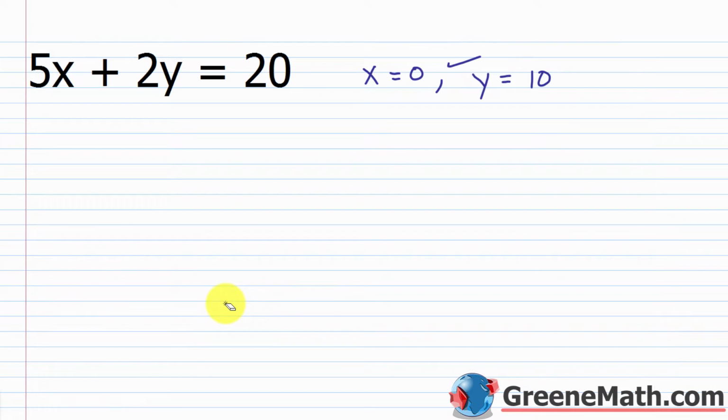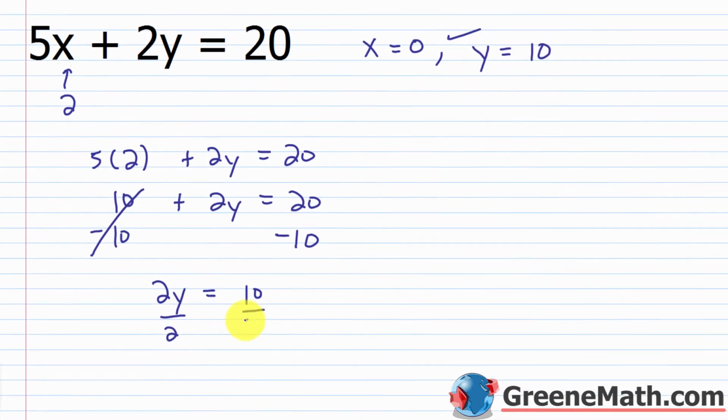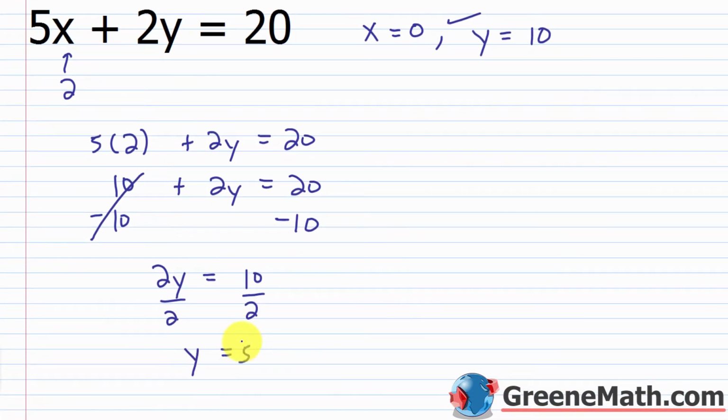I could choose a different value for x, and I would get a different value for y. So let's say, for example, I chose the value of 2 for x. I plug that in now. So 5 times 2 plus 2y equals 20. 5 times 2 is 10, so this is 10 plus 2y equals 20. Subtract 10 away from each side of the equation. This cancels. I'll have 2y is equal to 20 minus 10, which is 10. Divide both sides by 2, and I get y equals 5. So here, x equals 2 when y is equal to 5.